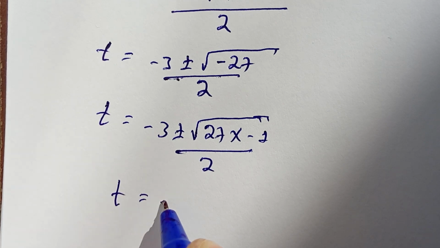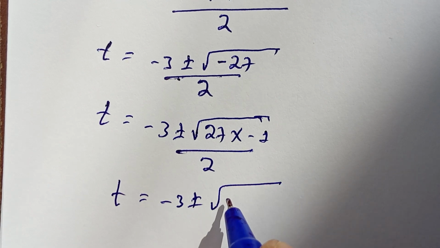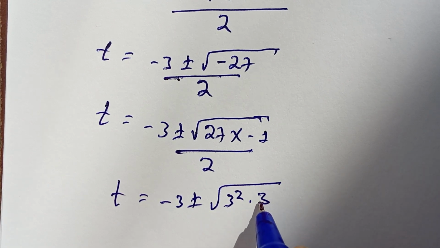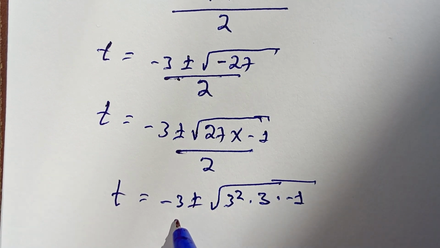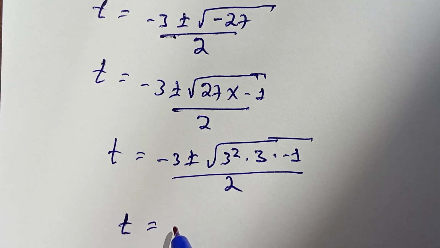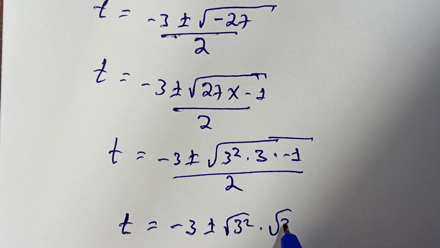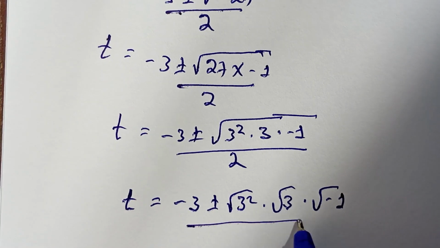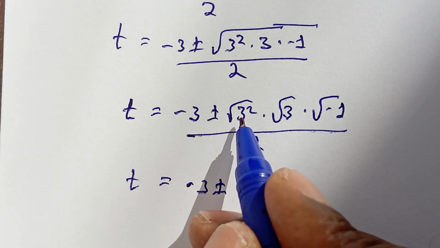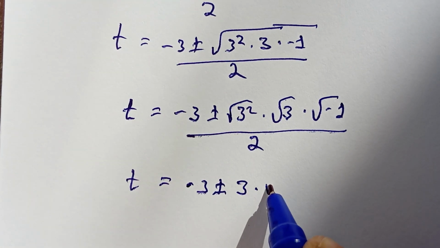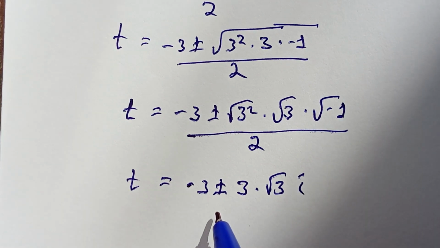So t is equal to minus 3 plus or minus, this 27 is 3 squared times 3 times minus 1, over 2. t is equal to minus 3 plus or minus the square root of 3 squared times the square root of 3 times the square root of minus 1, over 2. t is equal to minus 3 plus or minus, the square root of 3 squared is 3, times root 3, and the square root of minus 1 is i, over 2.